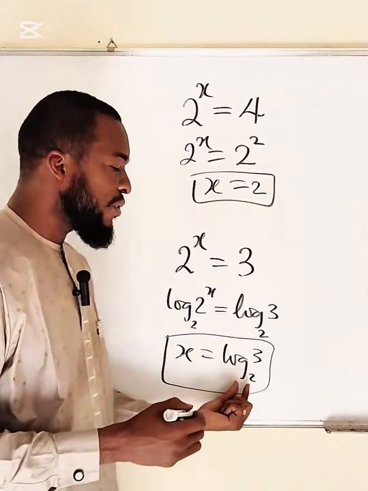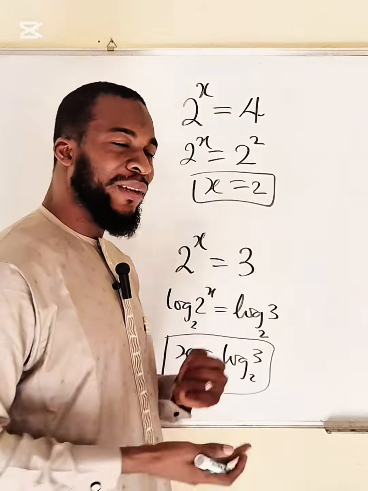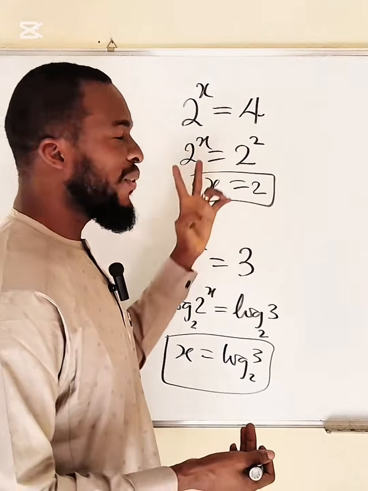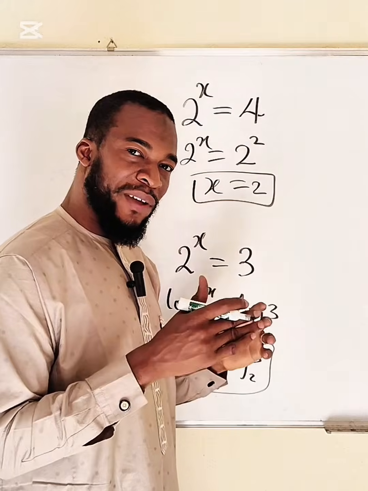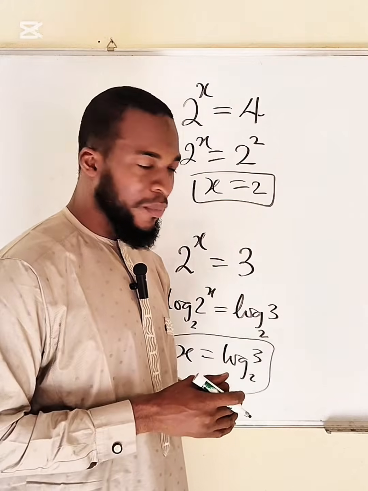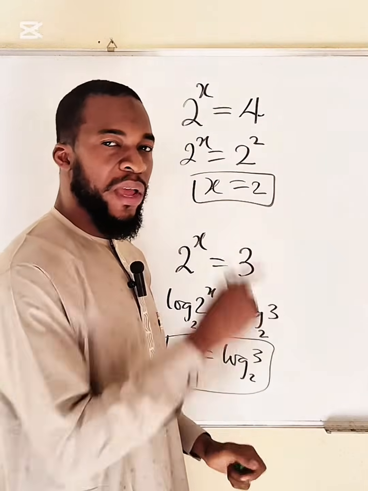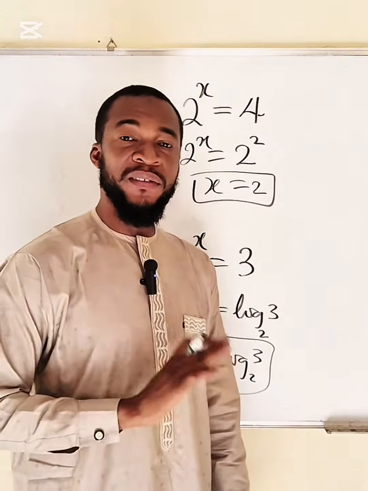Which, if you like, you can use your calculator to simplify it in decimal. So whenever you can transform the bases into exactly the same values, do not introduce logarithm. But once you cannot, go ahead and introduce that logarithm. That's the difference between them.